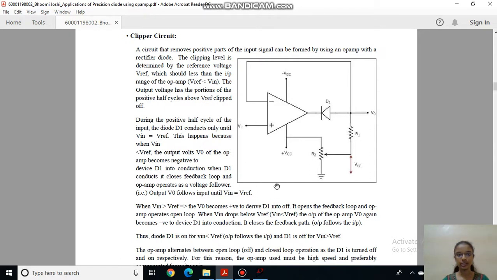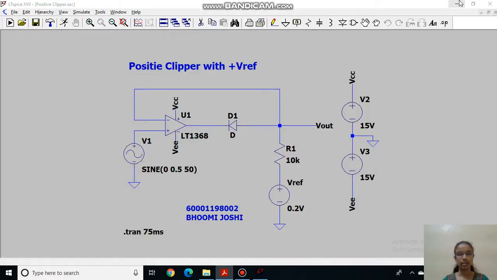Whenever Vin is greater than V reference, the output of the op amp will be positive. So a positive voltage is applied to D1, so it will get turned off, and the output will no longer follow the input. So now let us see this with the help of our simulation.